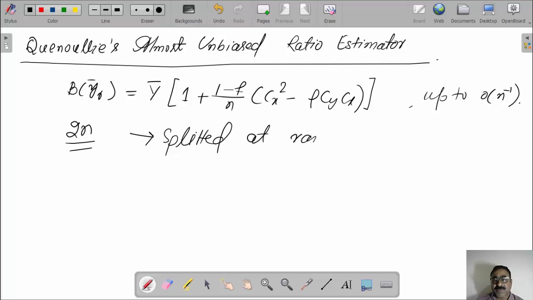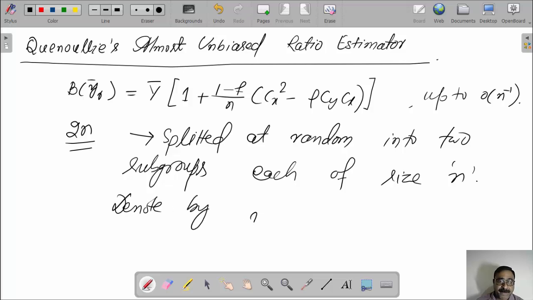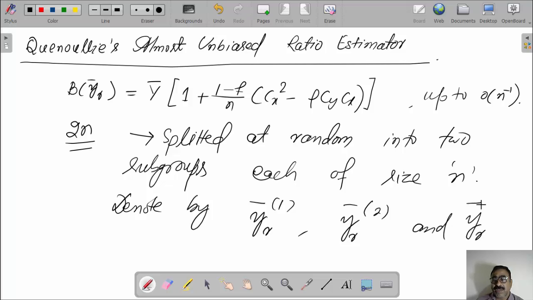Which is split at random into two subgroups, each of size n, and denote by y r bar 1, y r bar 2, and y r bar 3 the usual ratio estimates based upon the two subsamples of size n and the entire sample of size 2n respectively.